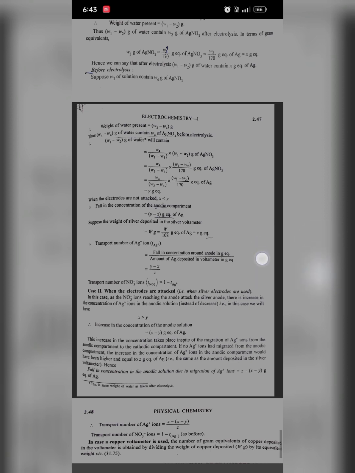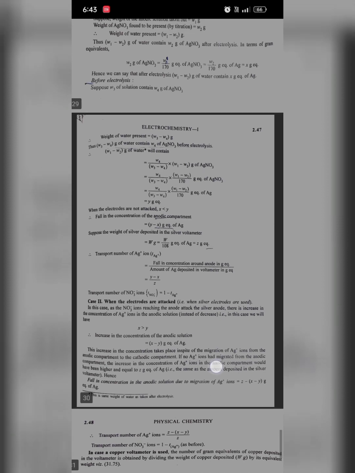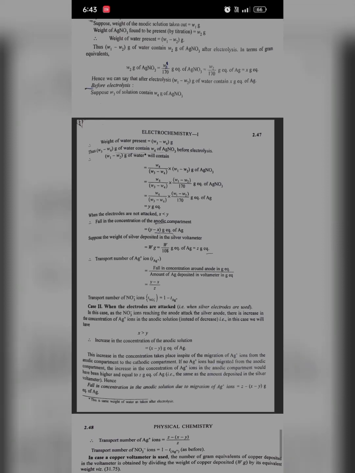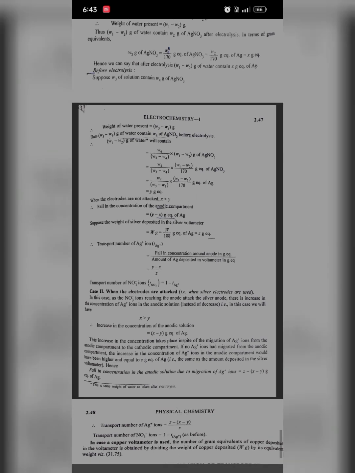Case 2: when the electrodes are attackable. In this case, NO3 negative ions reaching the anode attack the silver anode, so there is an increase in the concentration of Ag positive ion in the anodic solution. In this case we will have X greater than Y. So increase in concentration of anodic solution is X minus Y gram equivalent of Ag. This increase in concentration takes place in spite of migration of Ag positive ion from the anodic compartment to the cathodic compartment. If no Ag positive ion had migrated from the anodic compartment, the increase in concentration of Ag positive ion in the anodic compartment would have been higher, equal to Z equivalent of Ag.